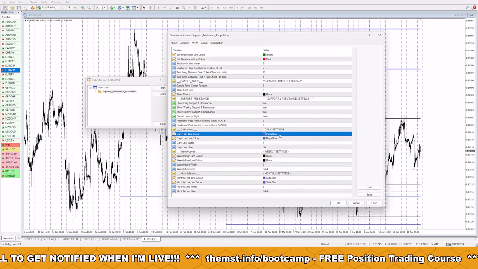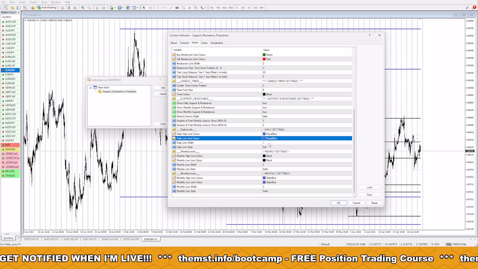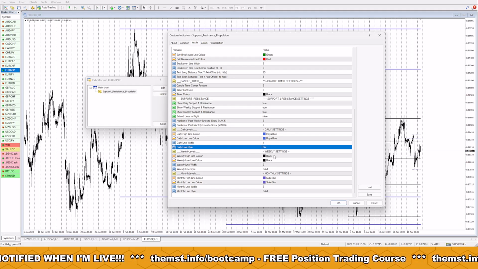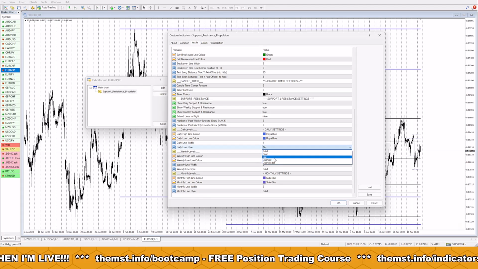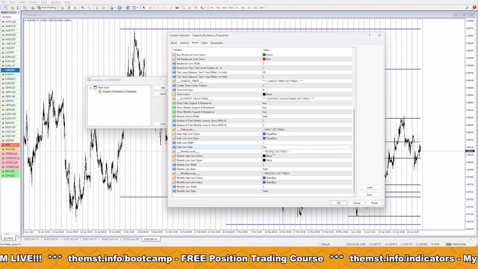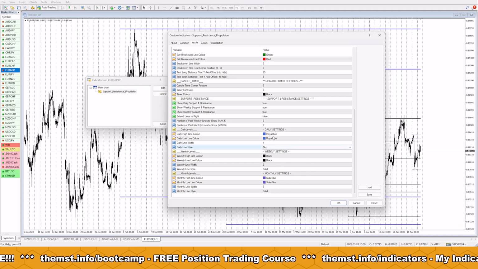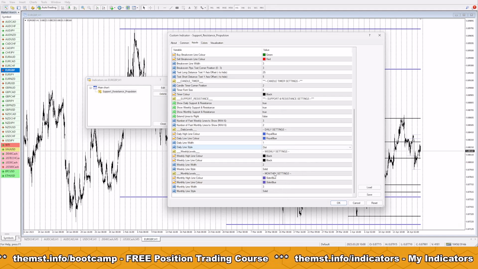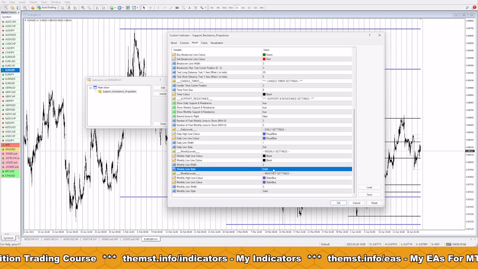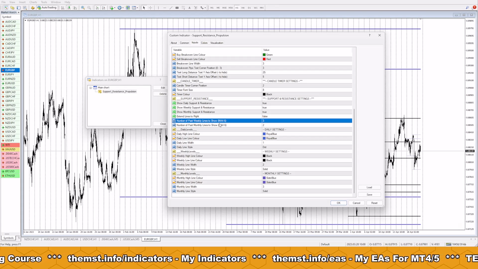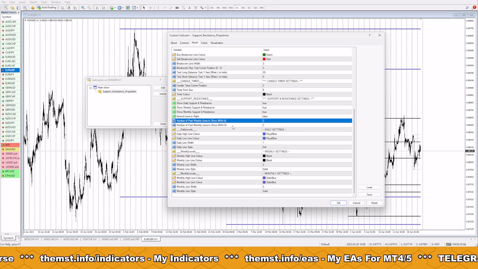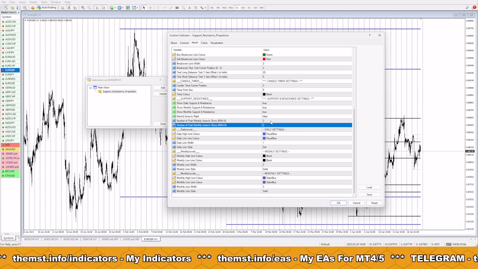So you can have a different color for the high and the low line. You can adjust the width. You can adjust whether it's a dot style, a dash dot style, solid, etc. And you can do that for each of the types of support resistance. For the weekly and the monthly levels, you can also set how many lines back you want to see. So how many weeks ago you want to go back and how many months you want to go back.